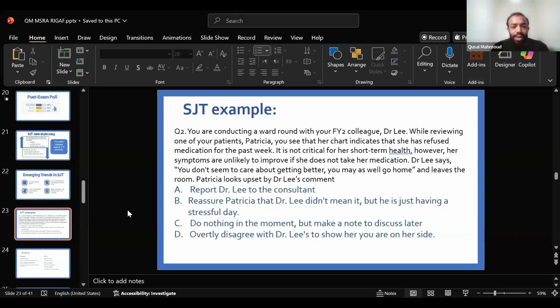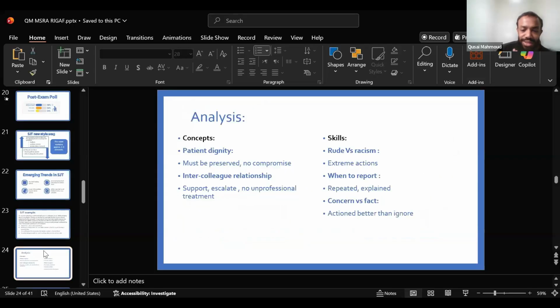But by reporting, someone will investigate this. Someone will offer an apology to the patient. But in D, you are just being very unprofessional and just saying, okay, I'm taking a side. This is not your job. Your job is to correct things, to support people, support your colleague, and support the patient as well. So this is the way you should work the SJT out. After you do a question, you have to analyze. Look at this now.